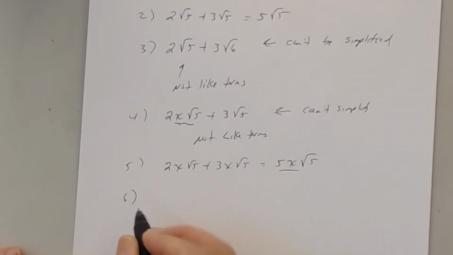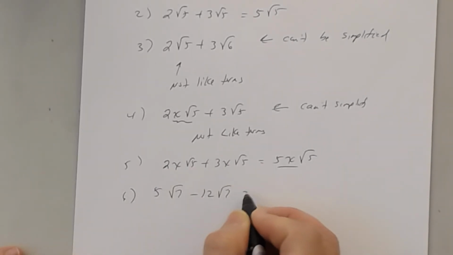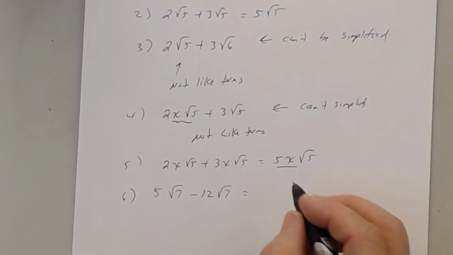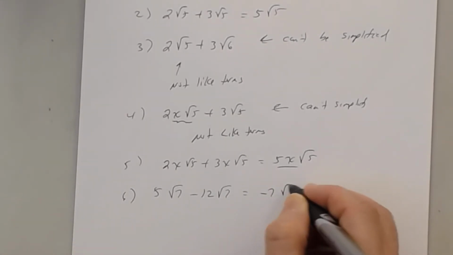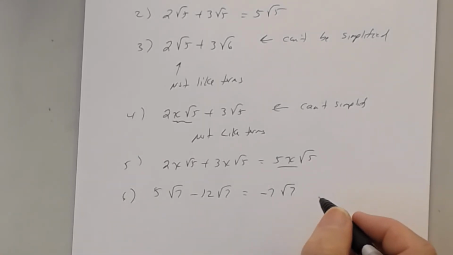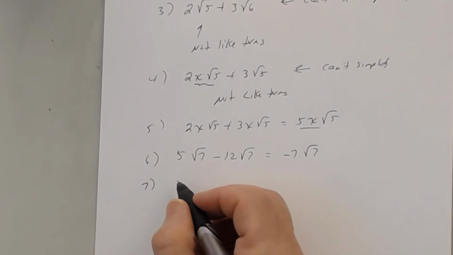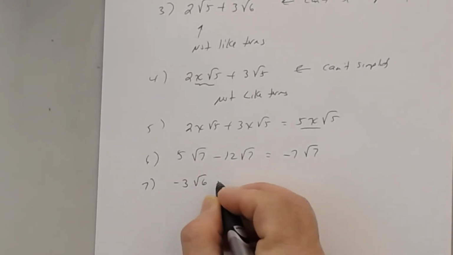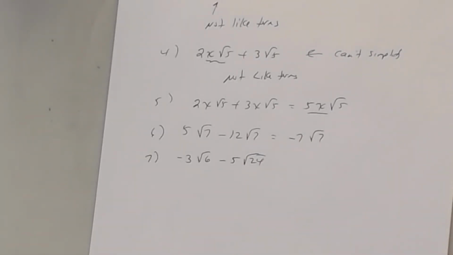All right, number 6. 5 square root of 7 minus 12 square root of 7. What is that? Right, so those are like terms, so that'd be negative 7 square root of 7. Y'all agree? Okay, negative 7 square root of 7. Number 7. Suppose I had negative 3 square root of 6 minus 5 square root of 24.